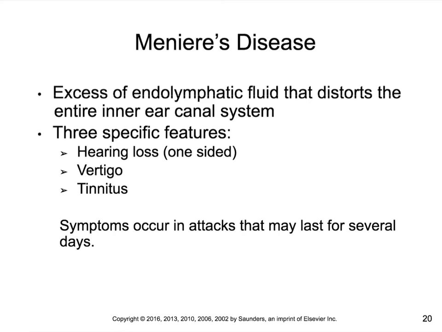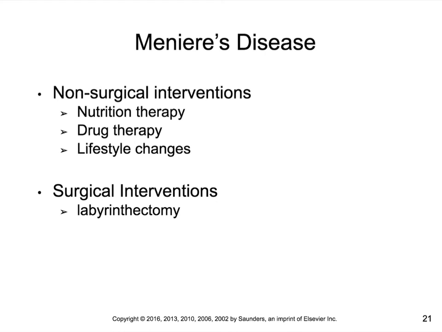Meniere's disease does come and go. So it occurs in attacks that may last for several days. The hallmark signs of Meniere's disease, which I already kind of said, are hearing loss, vertigo, and tinnitus. We're not really sure what causes Meniere's disease, but we do know that there are some interventions that a patient can do to prevent the attacks.